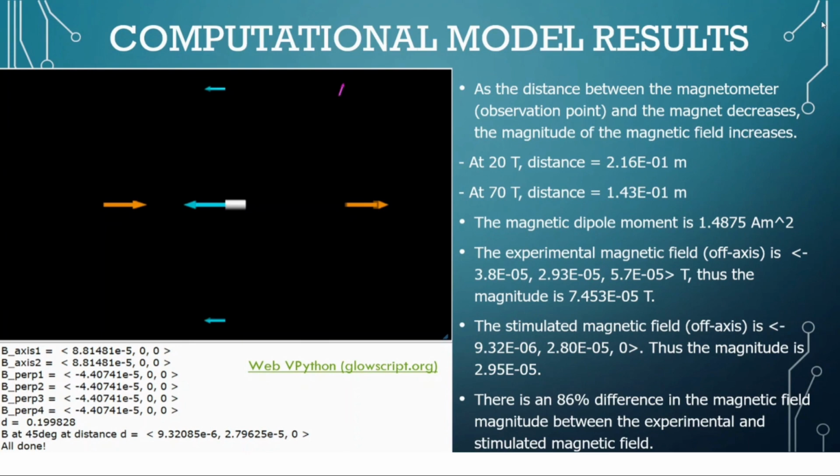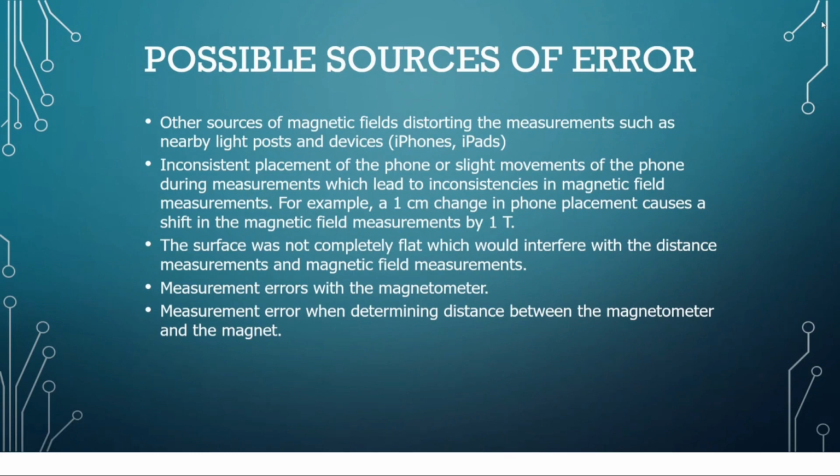There is an 86% difference in the magnetic field magnitude between the experimental and the simulated magnetic field. Possible sources of error include other sources of magnetic fields distorting the measurements, such as nearby light posts and devices like iPhones or iPads, and inconsistent placement of the phone or slight movements of the phone during measurements, which lead to inconsistencies in magnetic field measurements.